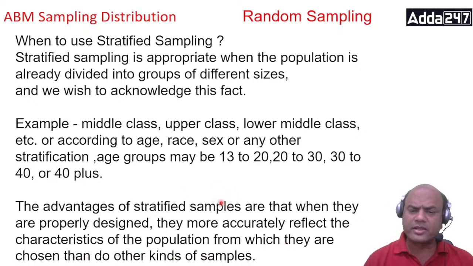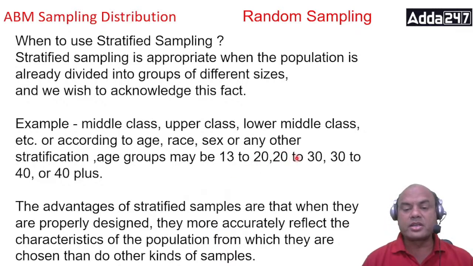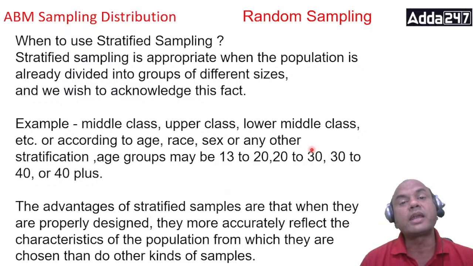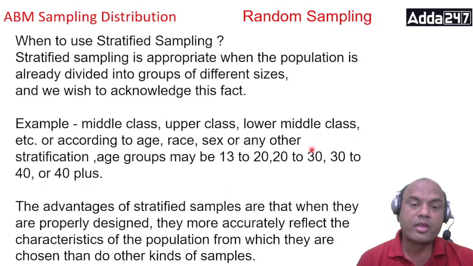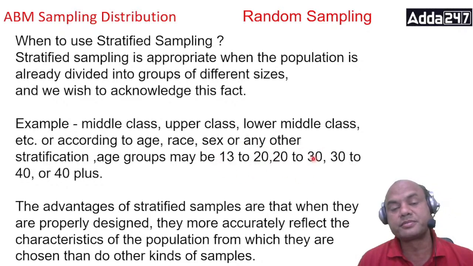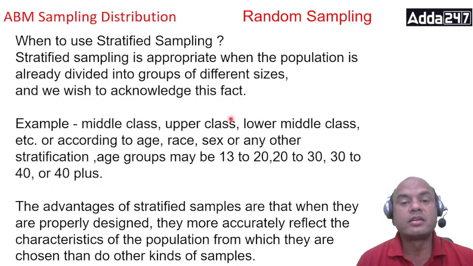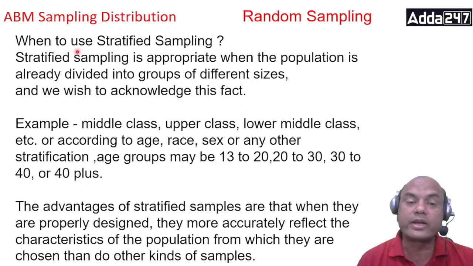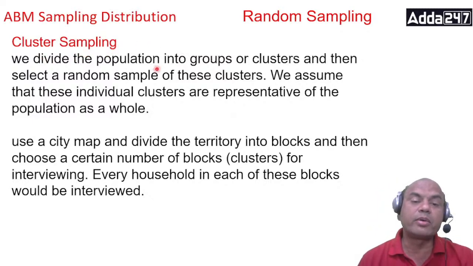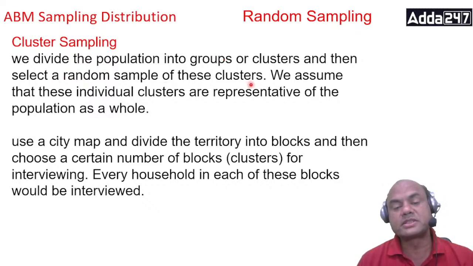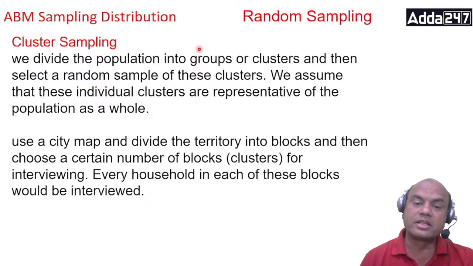So basically it is correct. Suppose if I choose the 20 to 30 age group, that thinking will give me the correct picture. Suppose I want to design jeans, pants. Which group thinks in what way? For that I have to divide it into various age groups and then I'll get the real answer. So there stratified sampling will be of best use. Cluster. We divide the population into groups or clusters and then select a random sample of these clusters. So first we'll divide them into these groups or clusters.